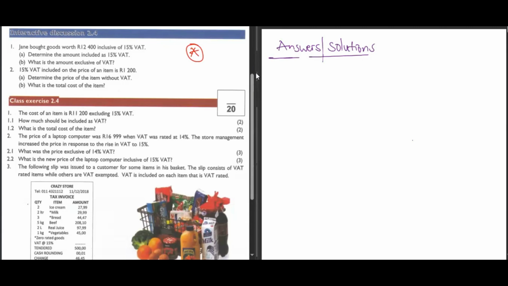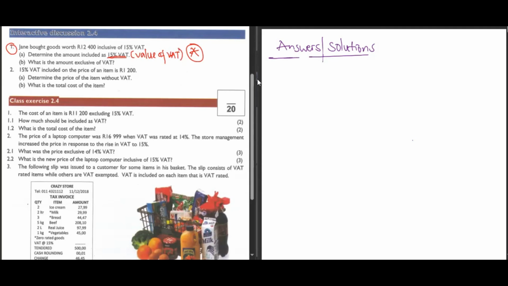2.4. All right, question number 1. We are doing this question here. Jane bought goods worth 12,400, inclusive of VAT, which is 15%. Determine the amount included as 15% VAT. Now, when you take a look at this, we shall be looking at what we call VAT. So here they want us to have the value of VAT. In other words, how much VAT was added.